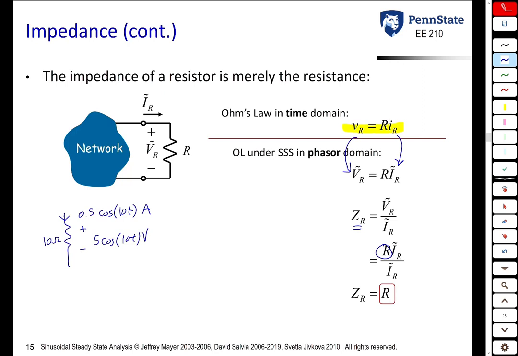In the phasor domain, 0.5 amps is 0.5 at an angle of 0 degrees, and the voltage is just 5 at an angle of 0 degrees volts. And sure enough, the impedance is just the voltage phasor divided by the current phasor, or just 10 ohms.